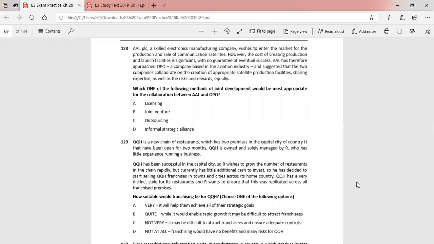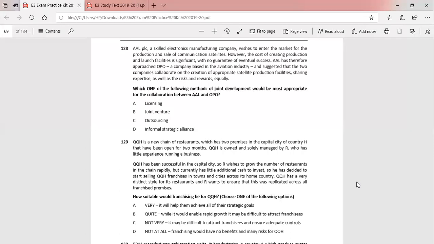Joint venture. It's not licensing, where they provide a license. It is not an informal strategic alliance. Shweta says informal strategic alliance. What is the meaning of strategic alliance? A strategic alliance is where two or more business entities come together without starting an entity. If they continue with the business, it is a strategic alliance. Is it informal? In the first place, no.